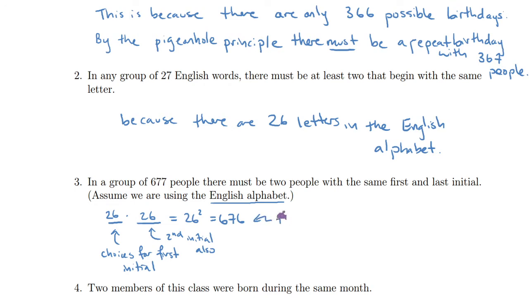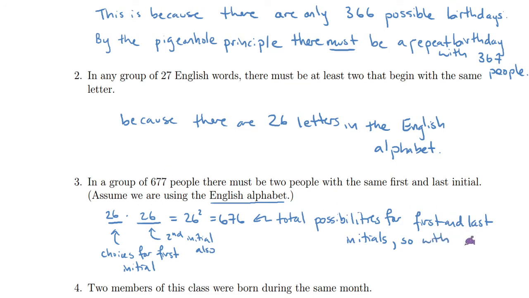So this is the total possibilities for first and last initials. So with 677 people, there must be a repeat. Okay, again, that's by the pigeonhole principle. You could say by the pigeonhole principle, but that is effectively how it works, right?